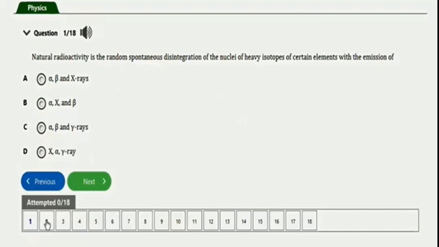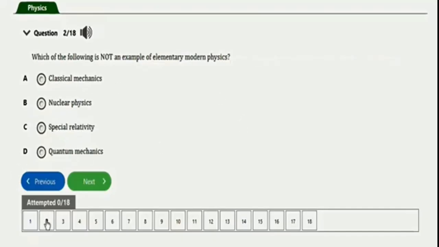The next repeated question will be this one. It says, which of the following is not an example of elementary modern physics? We have classical mechanics, nuclear physics, special relativity, quantum mechanics. The right option is option A, which is classical mechanics.